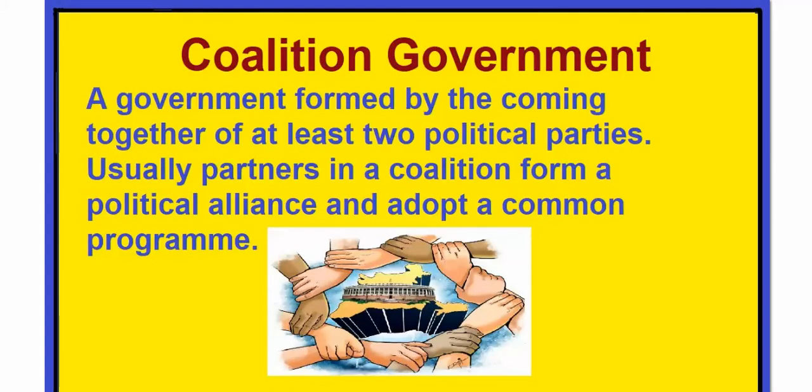In recent years, one more feature of Indian Federation has emerged, and this is called coalition government. Especially after 1990, many governments were not able to get full majority in parliament and also in many state assemblies. As a result, the coalition government system started. It means a government formed by the coming together of at least two political parties. Generally, partners in a coalition form a political alliance and adopt a common program.